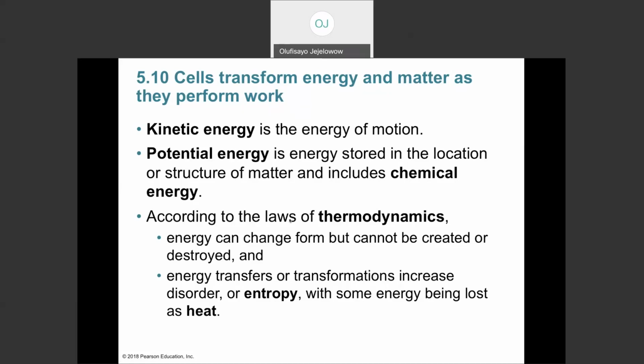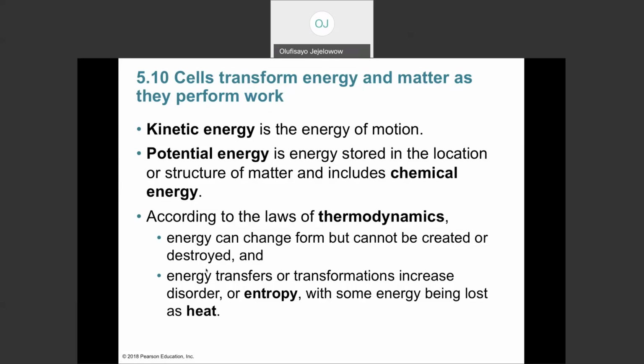Energy transfers or transformations, however, increase the disorder or entropy, with some energy being lost as heat. So when you have a car leaving a spot, sometimes going very, very rapidly, you can sometimes see heat almost burning coming out of the tire.